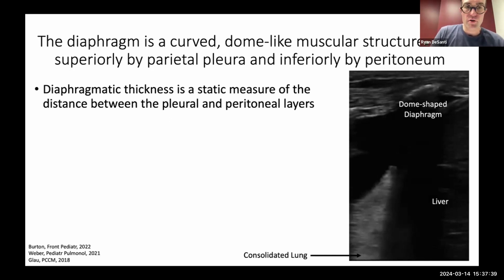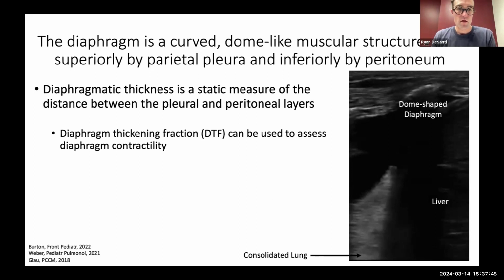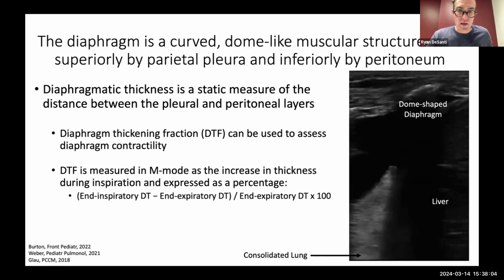And so we are able to measure the diaphragm thickness, which is a static measure of the distance between the pleural and peritoneal layers, and then use the diaphragm thickness during inspiration and expiration to measure the diaphragm thickening fraction, which can be used to assess the diaphragm contractility. And so we do this in M mode. The diaphragm thickening fraction is then the increase in thickness during inspiration, expressed as a percentage. So we take the end inspiratory diaphragm thickness, subtract the end expiratory diaphragm thickness, divide by the end expiratory diaphragm thickness, and multiply by 100.